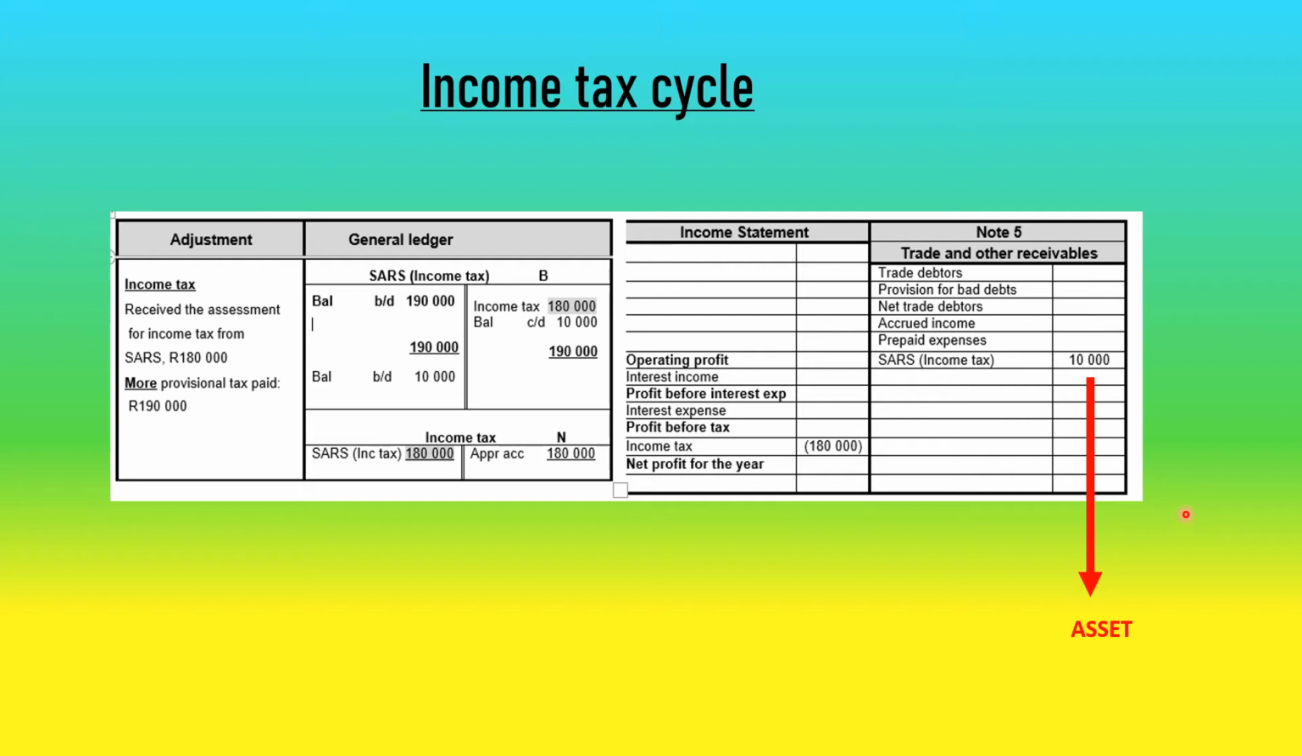In your profit and loss income statement, in your income tax line, you will, however, show 180,000. In this line, in your income statement, you will always show the amount that SARS says. The amount that SARS gives you to pay is the final amount that you have to pay to SARS.